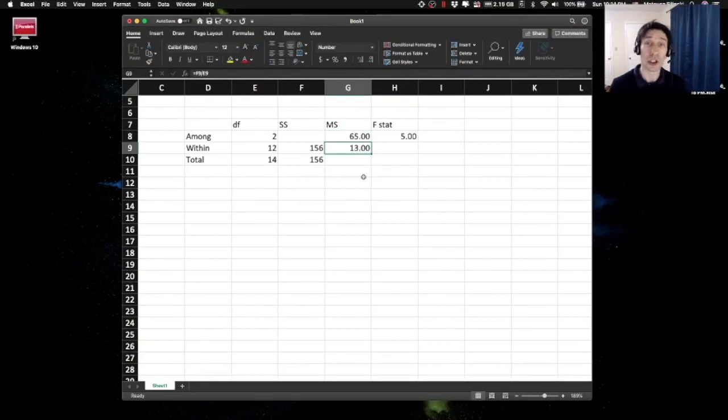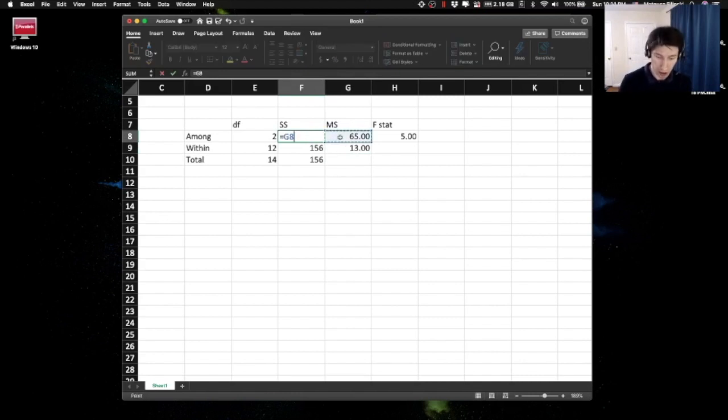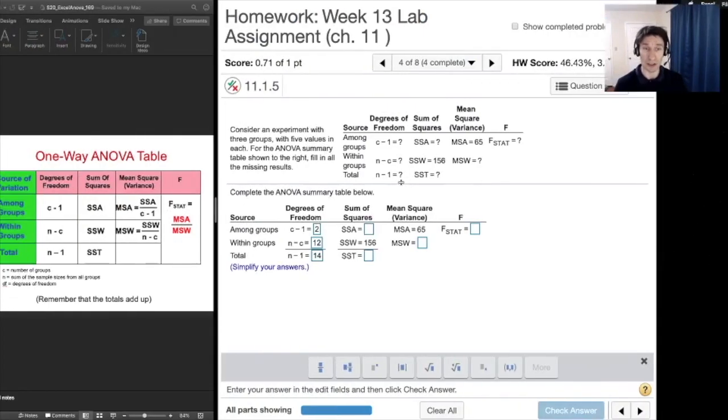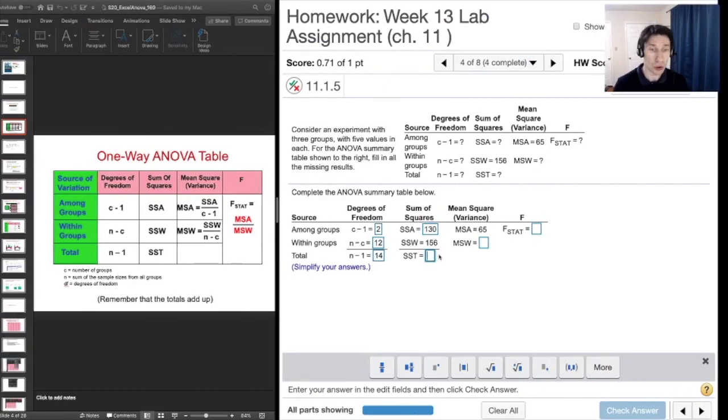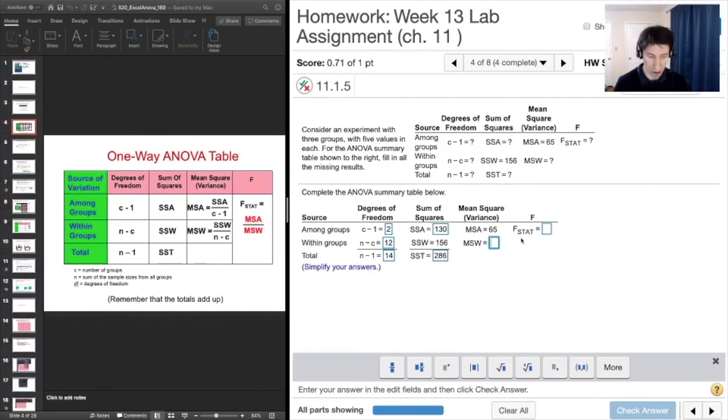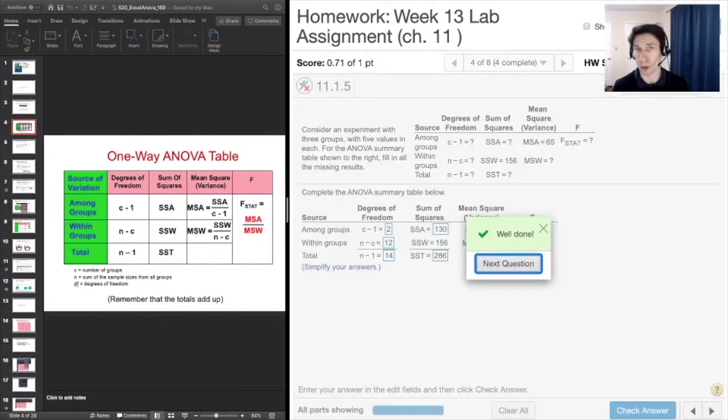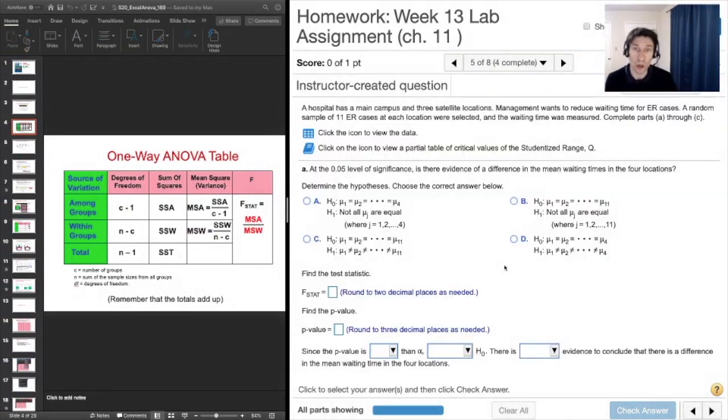So right here, just filling in these numbers, we found almost everything. We just need to add the SS here, which is this, times that, and we have all of our numbers, and our f stat is equal to 5. Let's fill those back in. 130, 286, 13, and 5. And voila, question finished. Last question on one-way ANOVA.